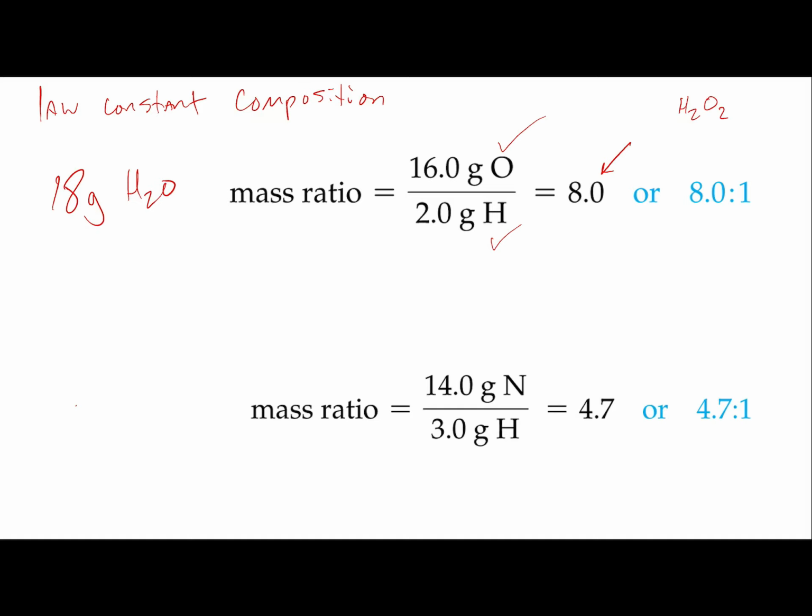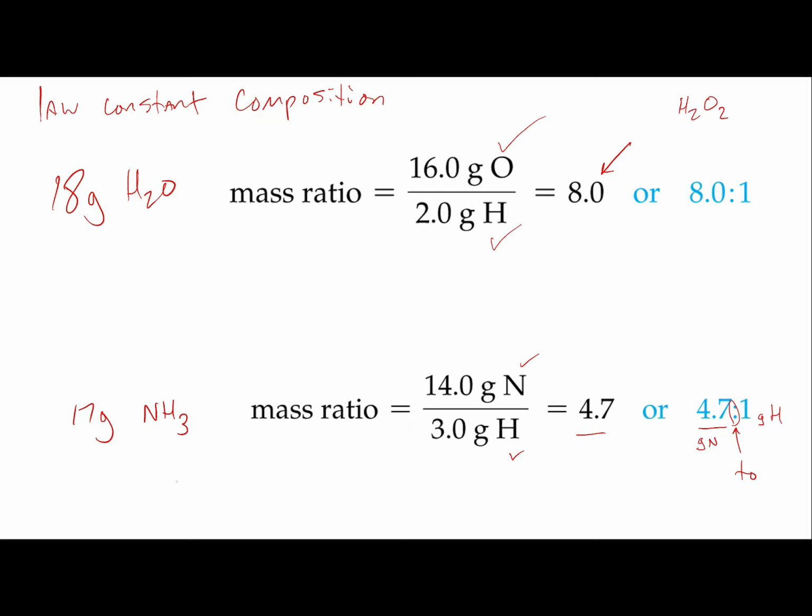Okay. I'll give you another example. If we were to take 17 grams of ammonia, which is NH3, and we were to get just the nitrogen and hydrogen out of that, we'd get 14 grams of nitrogen, we'd get 3 grams of hydrogen, and we would see the ratio is 4.7. Or the way that we say it is that there are 4.7 grams of nitrogen to every 1 gram of hydrogen. We say that. 4.7 to 1.